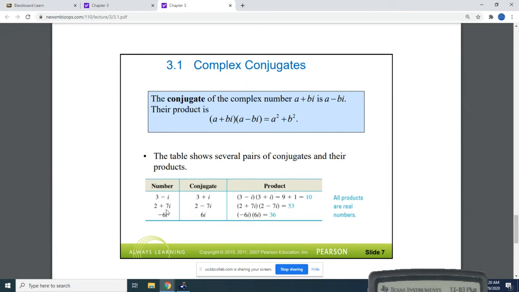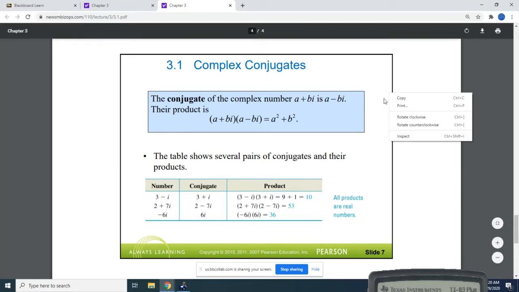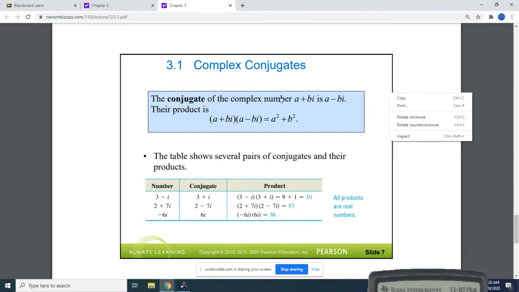If you were given a number 2 plus 7i, its conjugate is 2 minus 7i. All right, so notice from our number to our conjugate, the only sign change is with the imaginary number. And for -6i, its conjugate is positive 6i. Okay. So we'll take a look at these conjugates as they appear in the course a little bit later. All right. So any questions about section 3.1 on complex numbers?